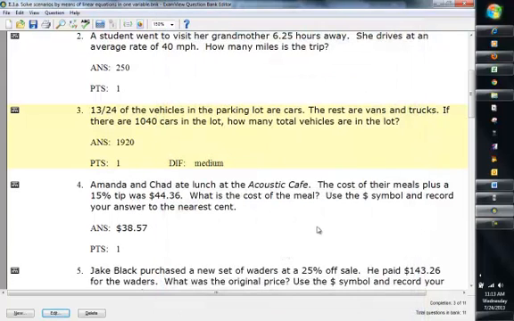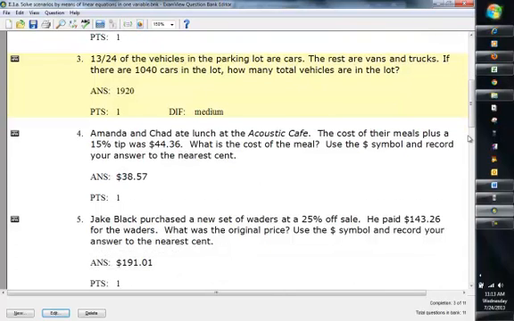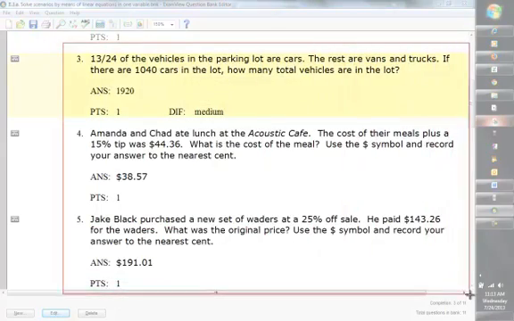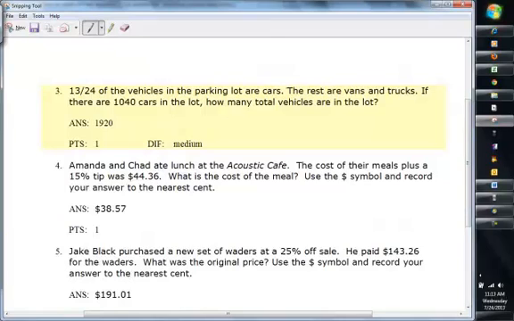Okay. 13/24 of the vehicles in the parking lot are cars. The rest are vans and trucks. If there are 1,040 cars in the lot, how many total vehicles are there in the lot? So we want to know vehicles. Okay, let's use the letter V for our variable. Vehicles equals cars plus trucks. That's one thing that's true.